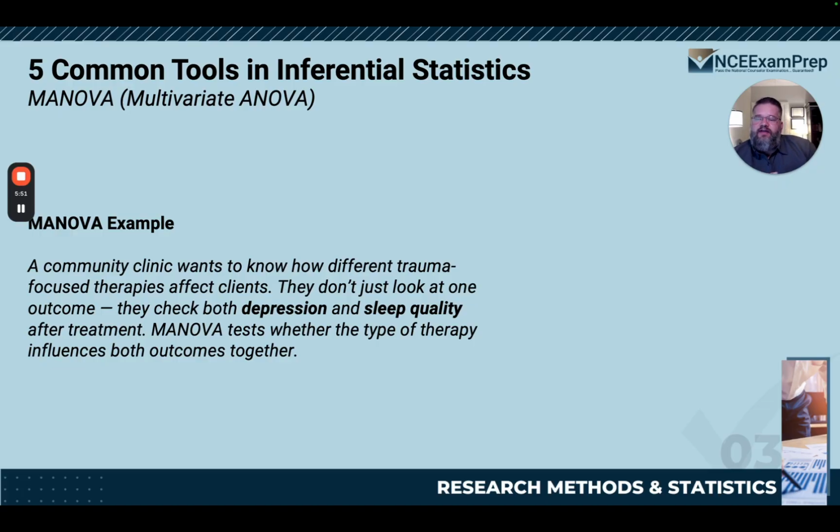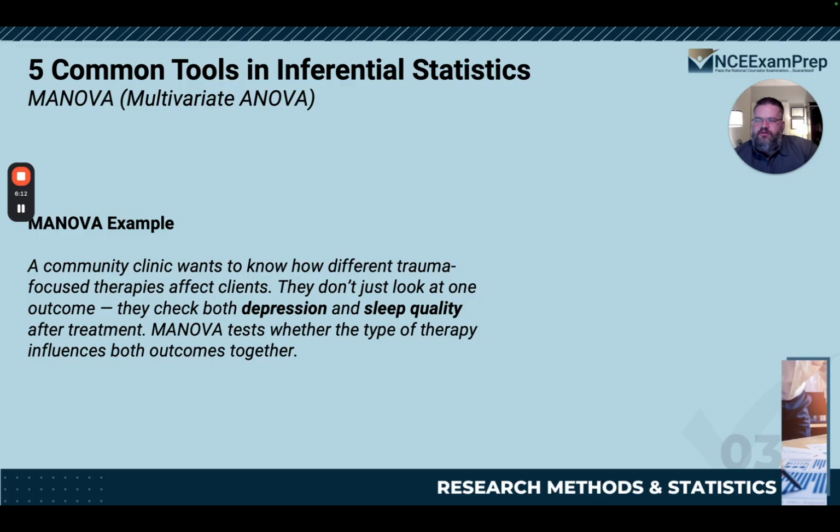An example from behavioral health. So a community clinic wants to know how different trauma-focused therapies affect clients. They don't just look at one outcome, but they can check both depression and sleep quality after treatment. A MANOVA test is going to determine whether the type of therapy influences both outcomes together.